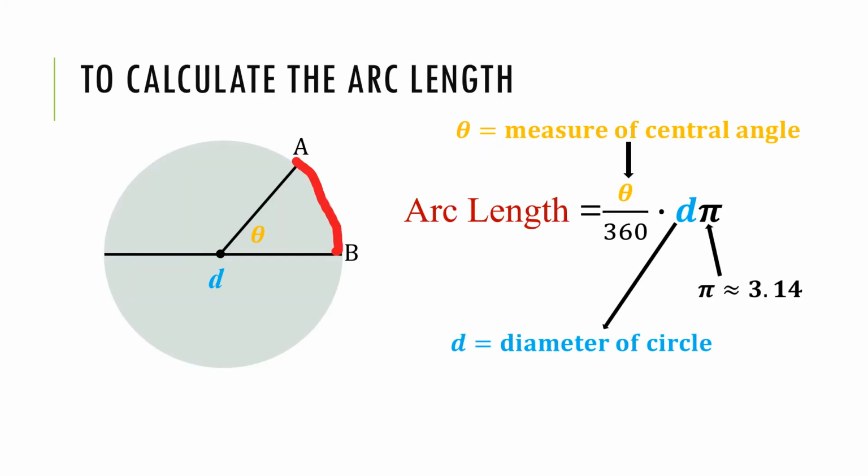Now we need to find the arc length of a circle if we're given the diameter. The diameter is the distance from some point on the circle through the center to some other point on the circle, which is D. Theta, which is the measure of the central angle, is still going to be part of your formula. And then pi is going to be replaced with 3.14.